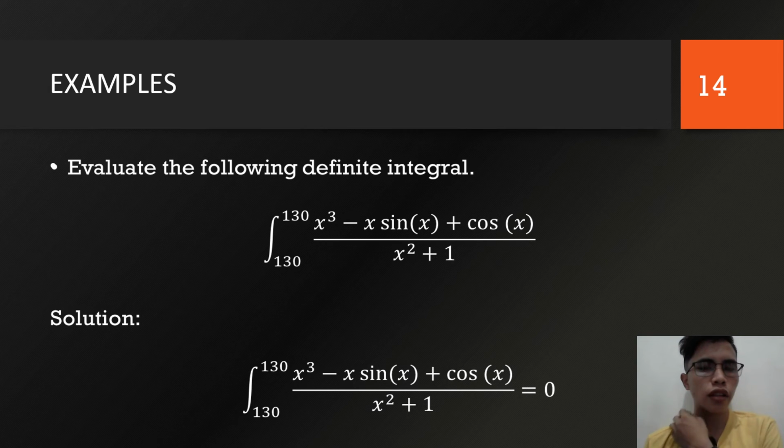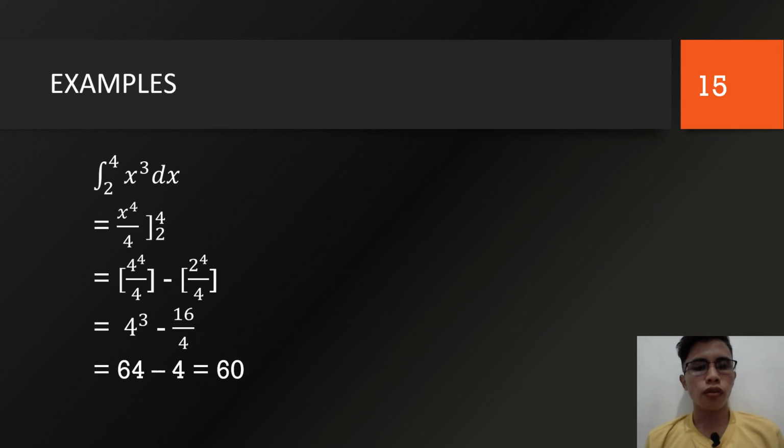Another example, evaluate the following definite integral. Okay. So this is property number 4, which says that if the upper limit and the lower limit are the same, the value is automatically 0. So 0 na yung value kasi in-evaluate lang naman natin from 130 to 130. So the same yung upper and lower limit. Kasi pag sinubtract natin, 0 pa rin yung result. Okay.